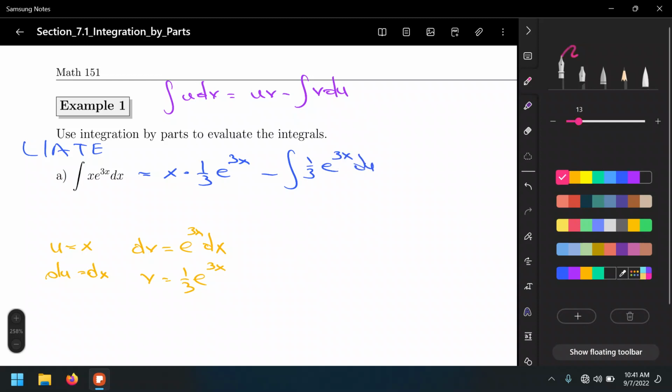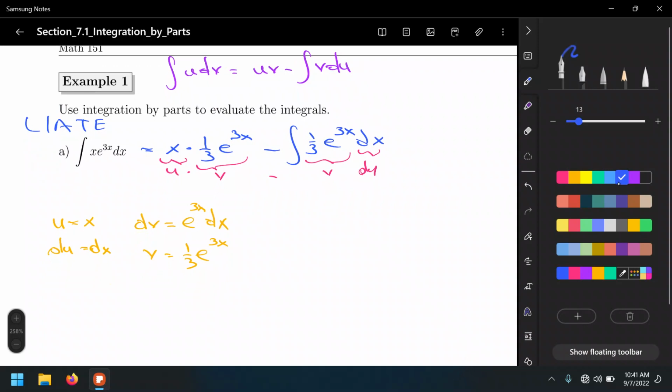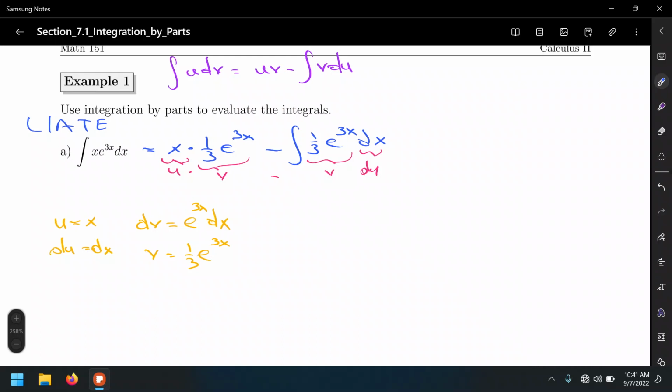Okay, let's label this just so you can see everything. So that's u times v minus the integral of v du, which by the way, this should have been dx. Alright? Well, there's not that much to do over here other than writing this in order. So I'm going to write this 1/3 in front, and I'm going to take this 1/3 out of the integral. And all we need is to compute this integral of e to the 3x with respect to x, which we already did, right? We did it when we were setting up the problem.